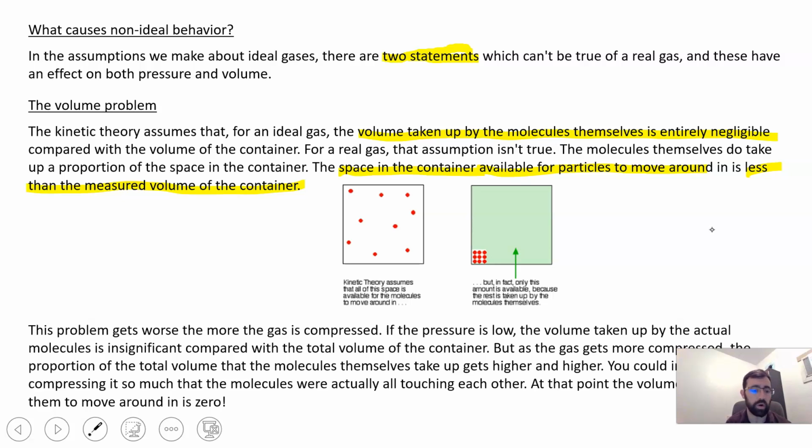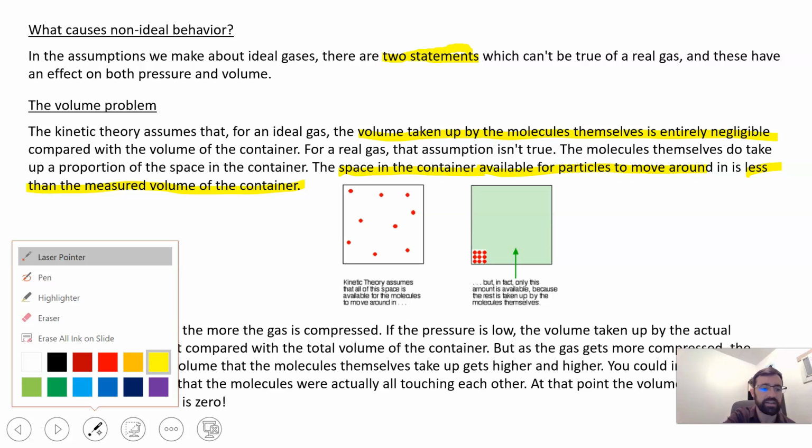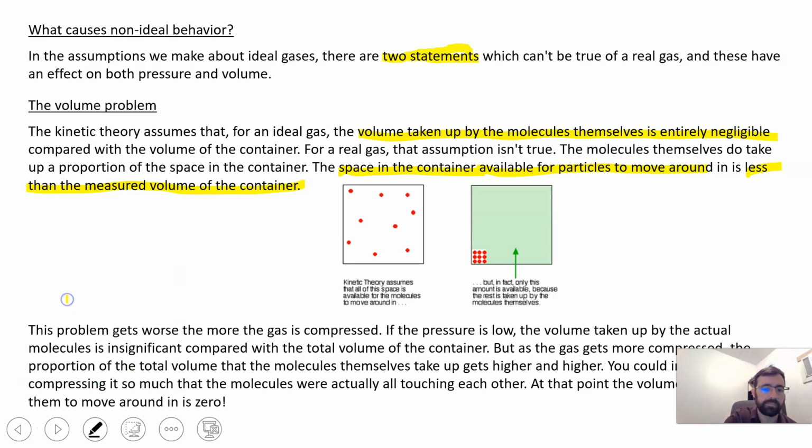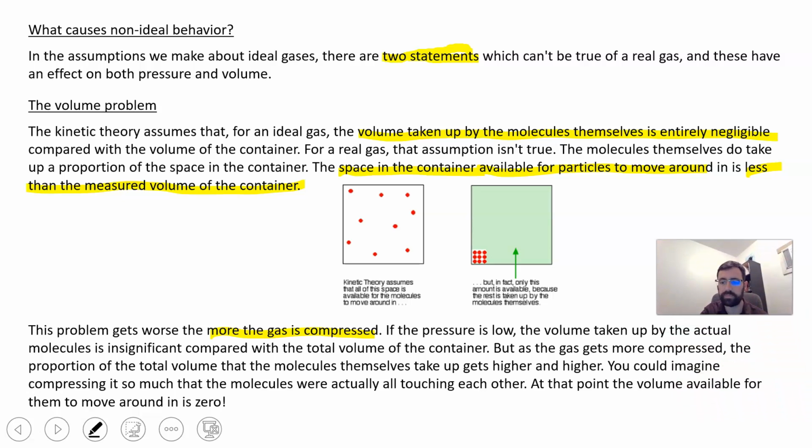This problem does get worse the more the gas is compressed. If the pressure is low, the volume taken up by the actual molecules is insignificant. But as the gas gets more compressed, the proportion of the total volume that molecules themselves take up gets higher and higher. That kind of makes sense.